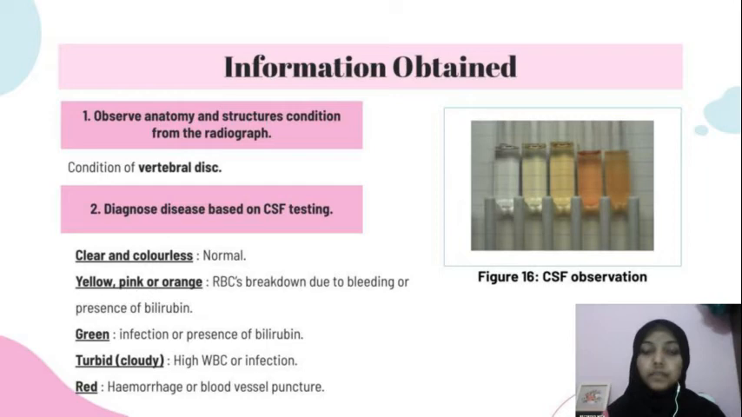If it is yellow, pink, or orange, it shows red blood cell breakdown due to bleeding or presence of bilirubin. If it is green, it shows infection or presence of bilirubin. Turbid or cloudy shows high white blood cells or infection. And if it is red, it shows hemorrhage or blood vessel puncture.